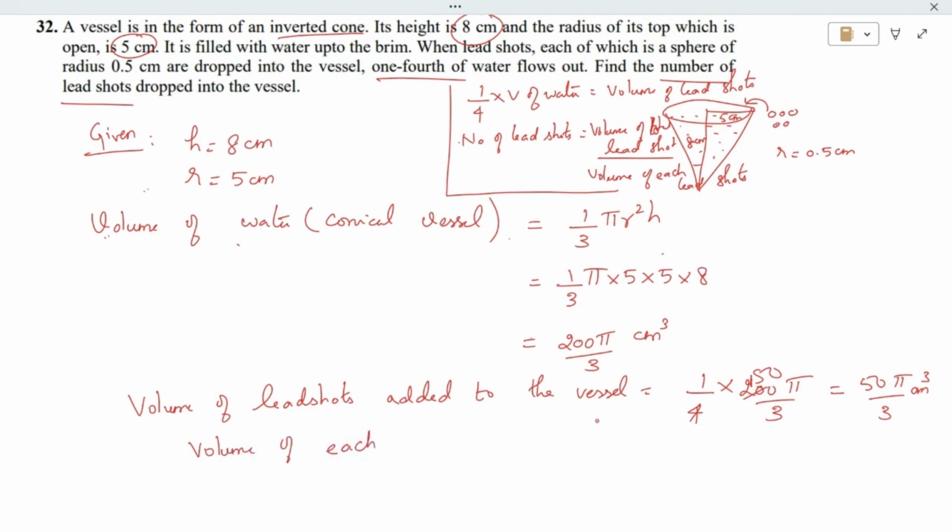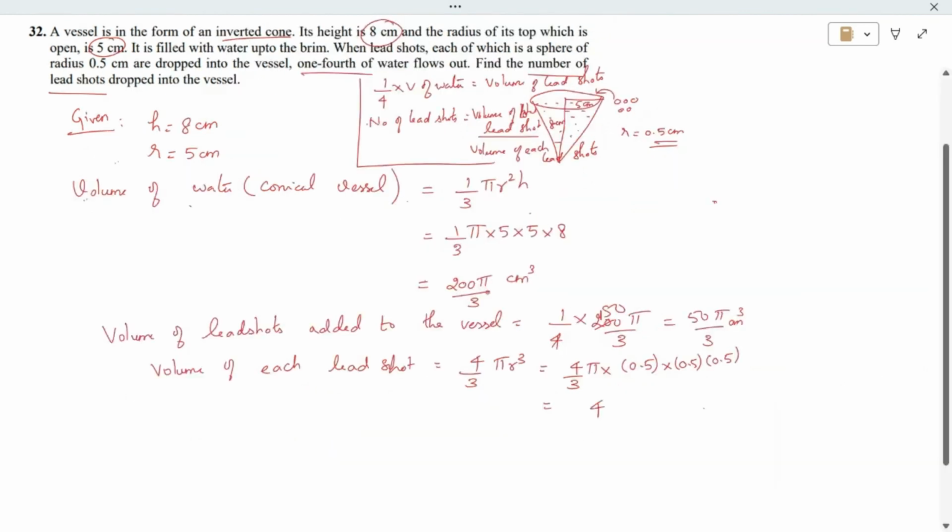So the volume of each lead shot: each lead shot is in the shape of a sphere, so the volume of each lead shot is 4/3 π r³. We know the radius of a spherical lead shot is 0.5 centimeter, so that is 4/3 π times 0.5 into 0.5 into 0.5.